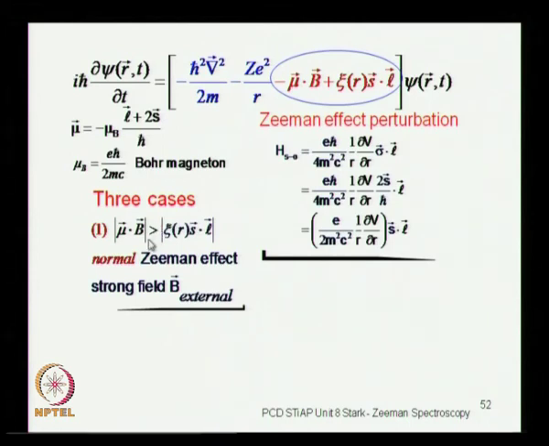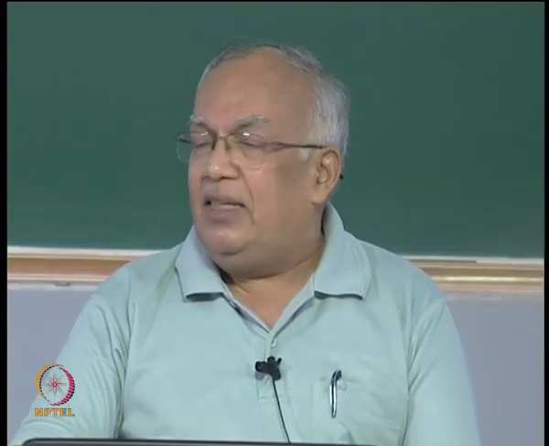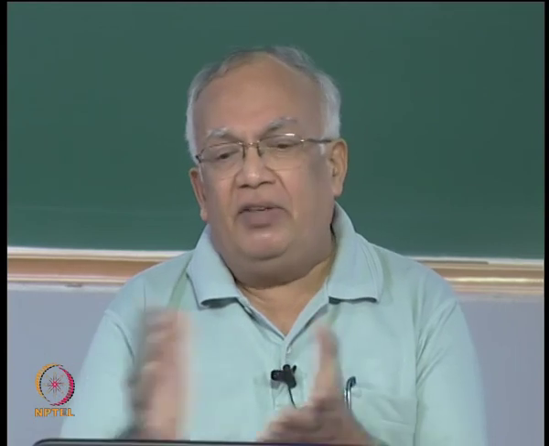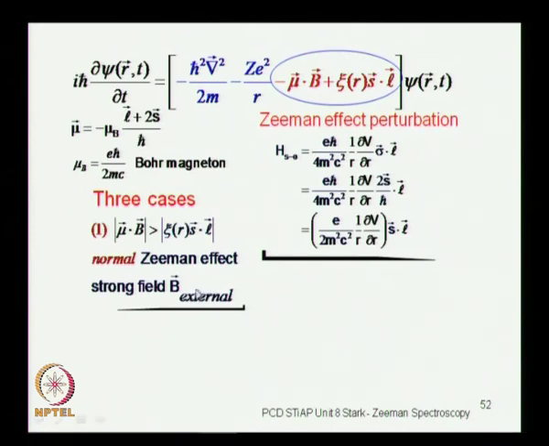It does not mean that other cases are abnormal or anything like that, but only that this is called the normal Zeeman effect because this was seen before physicists reconciled it with the electron spin. This is what is called the normal Zeeman effect. This requires a strong field in the sense that this term is more important than the spin orbit term, okay.